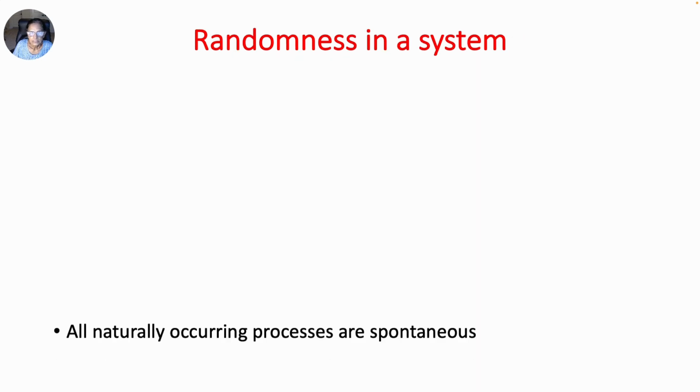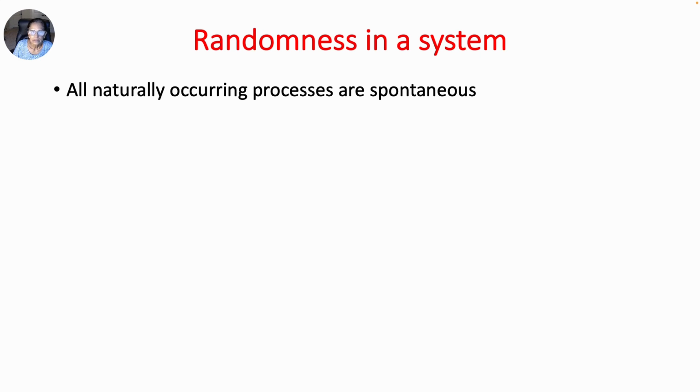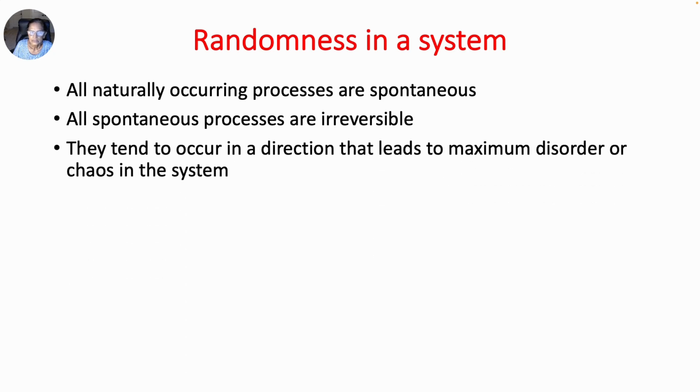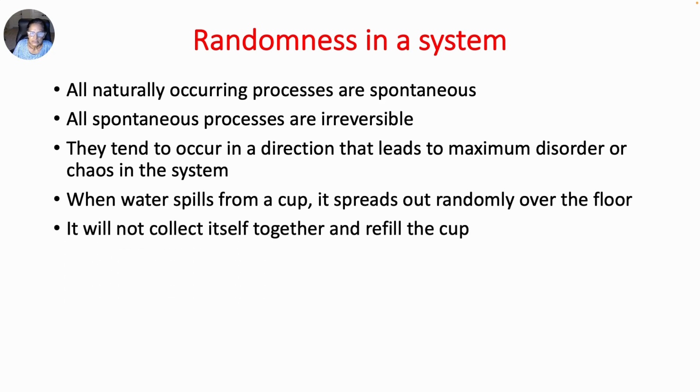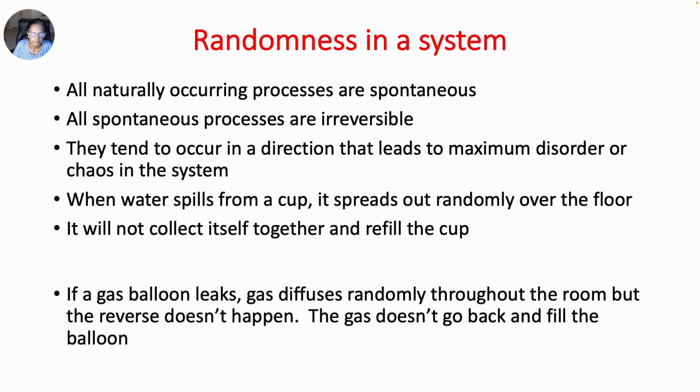What is randomness in a system? All naturally occurring processes are spontaneous, and all spontaneous processes are irreversible. They tend to occur in a direction that leads to maximum disorder or maximum chaos in the system. When water spills from a cup, it spreads out randomly over the floor. It doesn't stay as one mound in one place. It will not collect itself together and refill the cup.